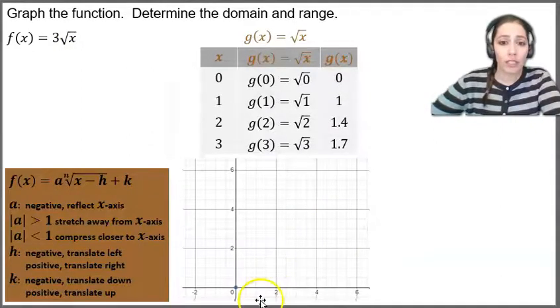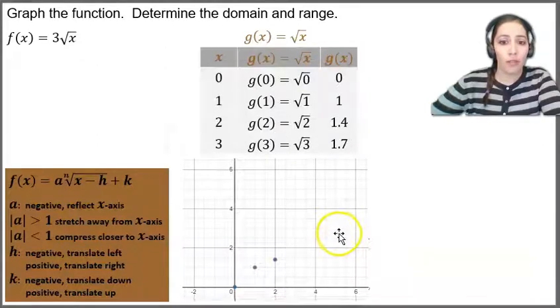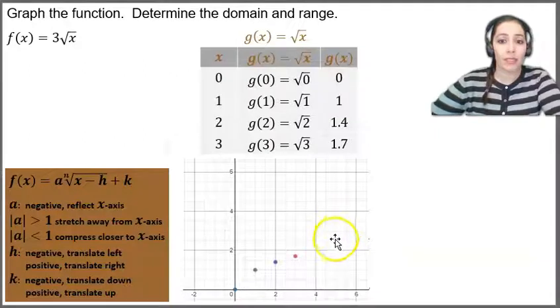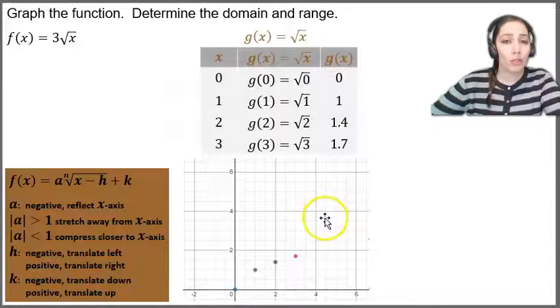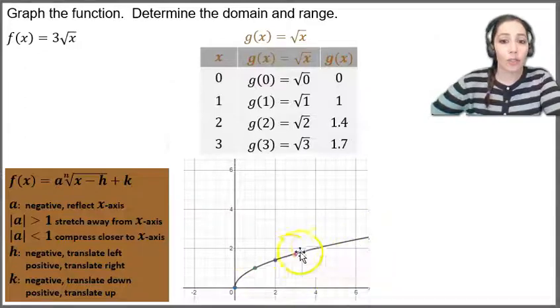So first of all, I'll graph 0, 0. Then I'll graph 1, 1. Then I'll graph 2, 1.4. Then I'll graph 3, 1.7. Now, the more x values you try, the more exact your graph will look. But you can see this is what g of x equals the square root of x, or the parent function, looks like. Now, on this problem, we have some additional things we have to find.